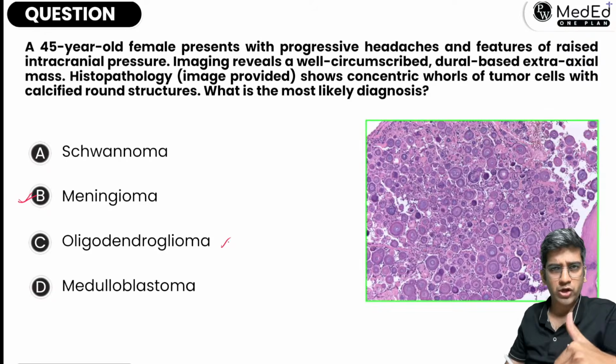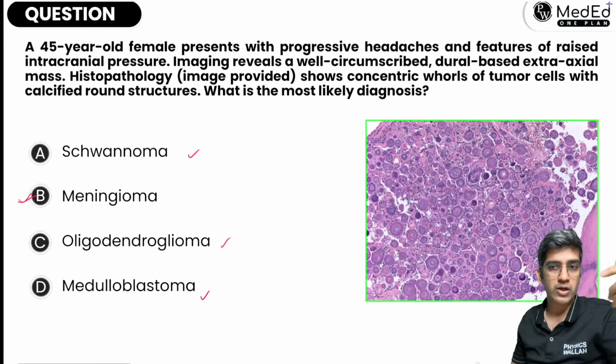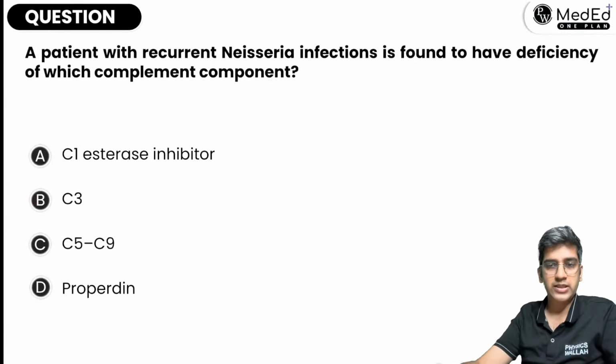We saw a question on oligodendroglioma. You guys only said that Antoni B pattern, and medulloblastoma also we saw Homer Wright rosettes, right? Okay, next one.